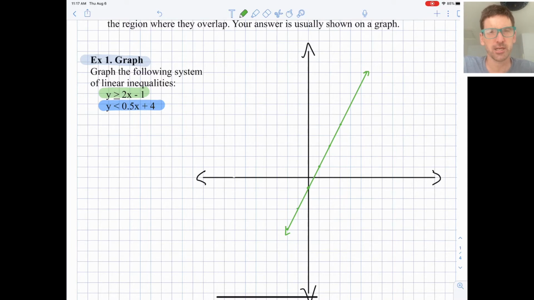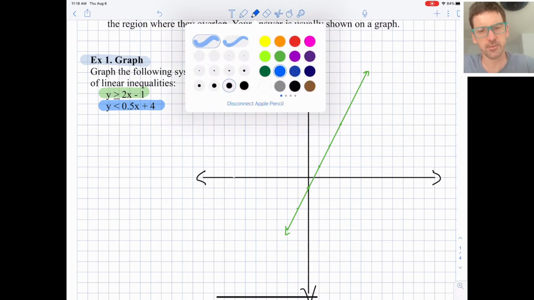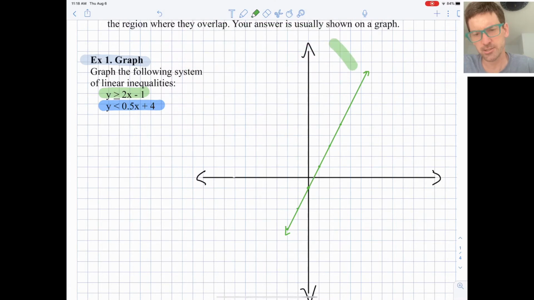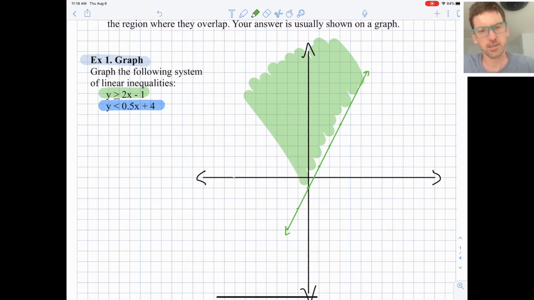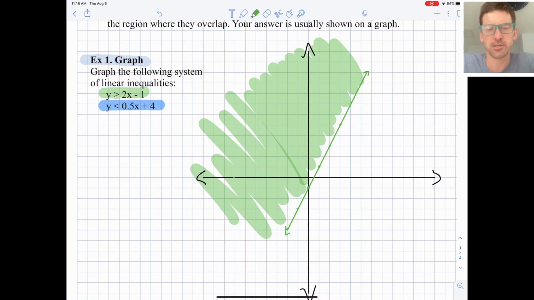So I'm going to assume we're shading above, but you always want to be careful by testing a point. I'm going to test the point 0, 0. Is 0 greater than 0 minus 1? It is. So I'm going to shade this zone right here. You don't have to fill in 100% of your shaded zone, but you want to make sure it's clear to the reader or to your teacher what zone you're talking about. Okay? Let's do the next one.